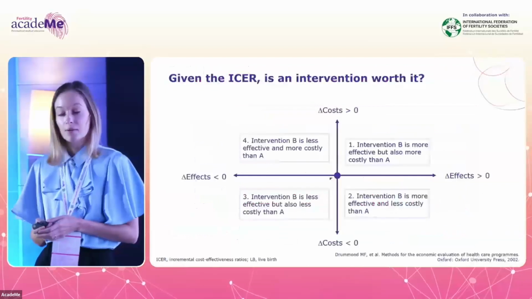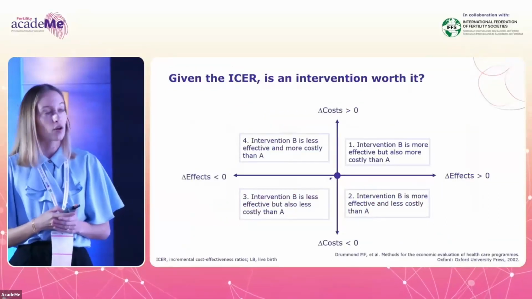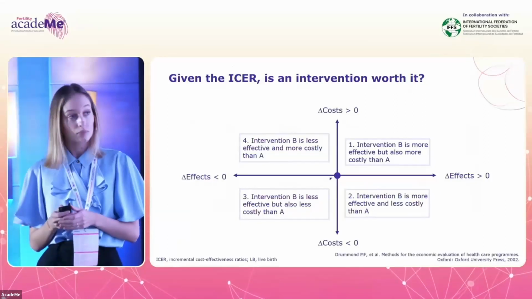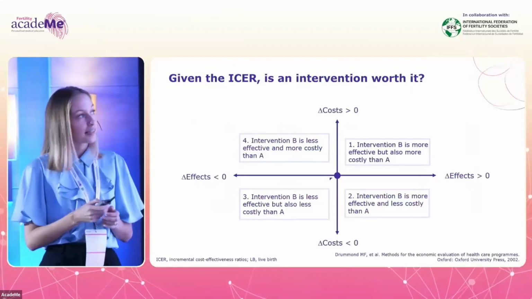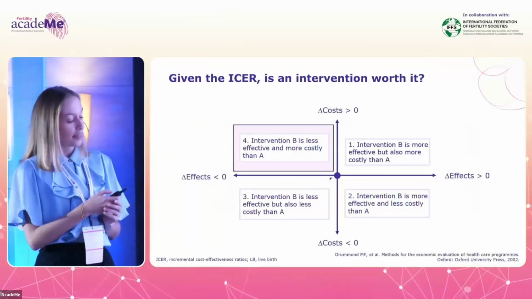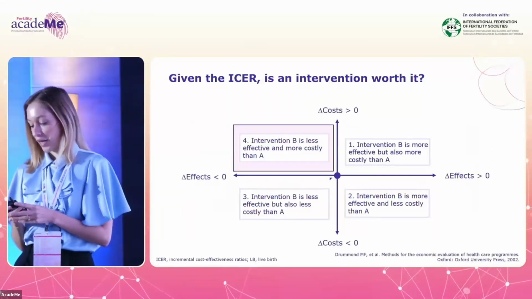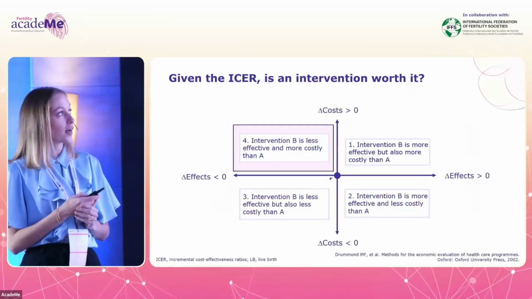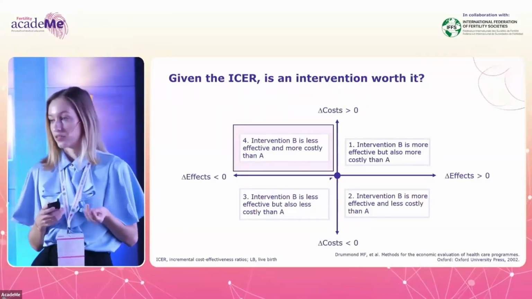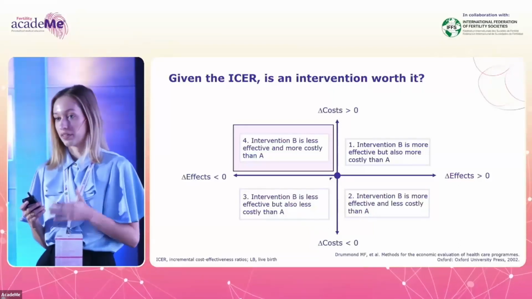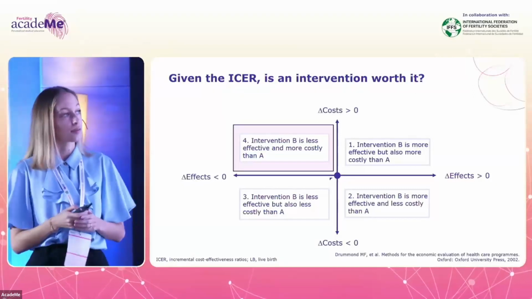How do you now know, given this ICER, whether intervention B is cost-effective and whether it's worth spending your money on? That is when this graph comes into play, and this is called a cost-effectiveness plane. It's divided into 4 quadrants. Let's say that your ICER would be in quadrant 4. Then it would be quite straightforward what we have to do, because this means that intervention B would be less effective and more costly than intervention A. So intervention B is not cost-effective and we're not going to spend our money on this intervention.